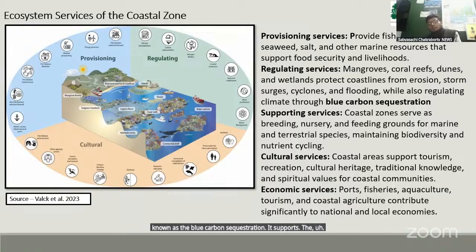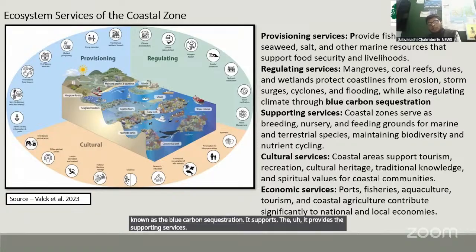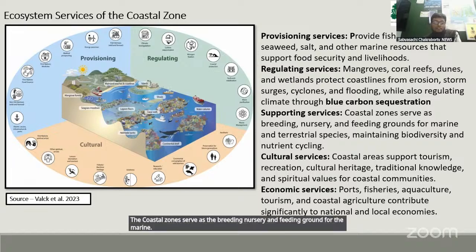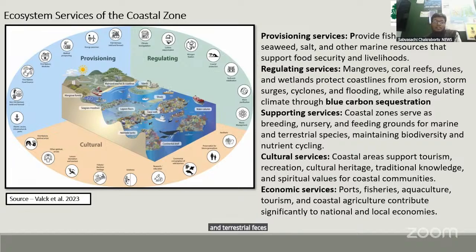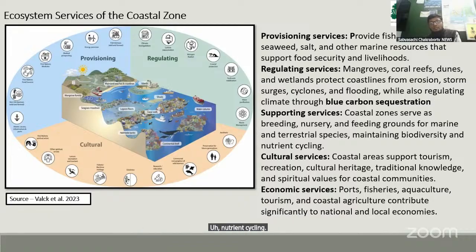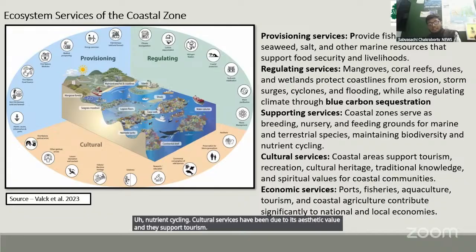It provides supporting services. The coastal zones serve as the breeding, nursery and feeding ground for marine and terrestrial fishes and birds. It maintains the biodiversity and nutrient cycling. Then cultural services: due to its aesthetic value, they support tourism, recreation, cultural heritage, traditional knowledge, and spiritual values of the coastal communities.